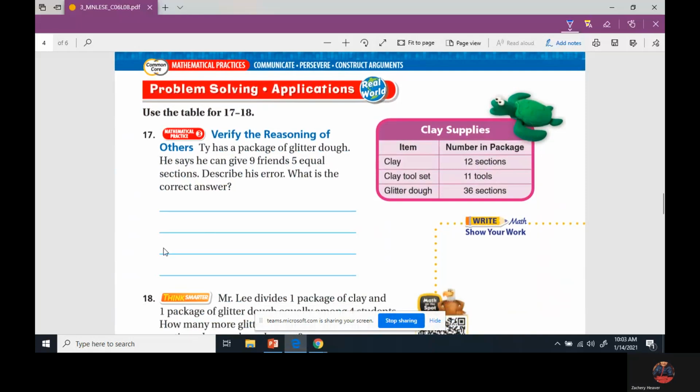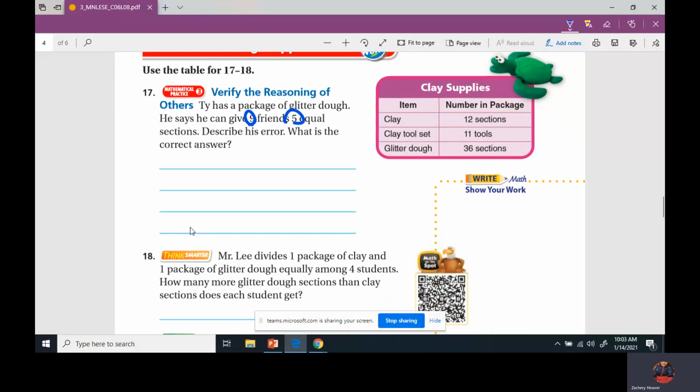Kai has a package of glitter dough. He says he can give 9 friends 5 equal sections. Describe his error. Here's glitter dough. He says he can give 9 friends 5 equal things. So if he gives 9 times 5, that equals 45. He only has 36. So what's his error?